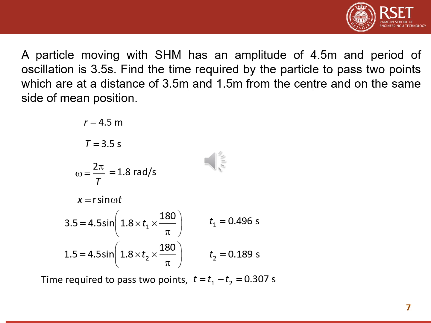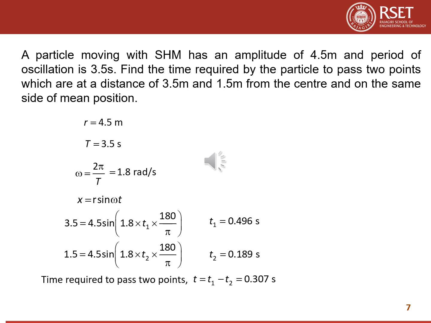Now substituting different values of x, it is given that we have to find the time required by the particle to pass 2 points which are at a distance of 3.5 meters and 1.5 meters from the center and on the same side of mean position. Let the time taken from the mean position to reach the point 3.5 meters be t1 and to reach 1.5 meters be t2. So substituting x is equal to 3.5 meters, let the time be t1. So 3.5 is equal to 4.5 sine omega t, where omega is 1.8 and t is t1.